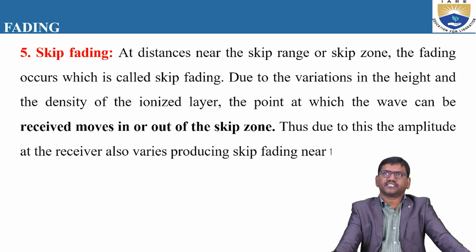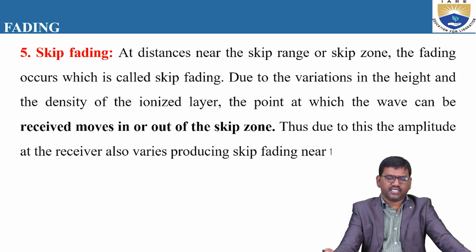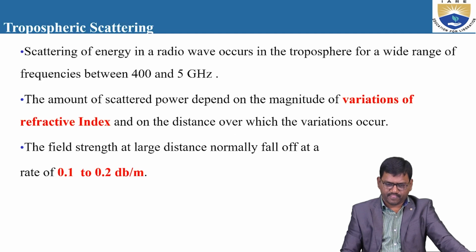As the distance nears the skip range or skip zone, fading occurs, which is called skip fading. Due to the variation in the height and density of the ionized layer, the point at which the wave can be received moves in or out of the skip zone. Thus, the amplitude at the receiver also varies, producing skip fading near the skip zone.